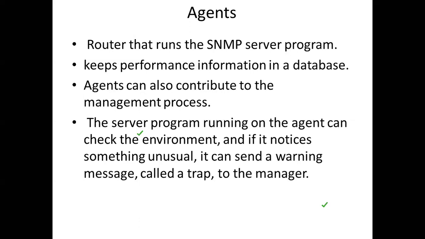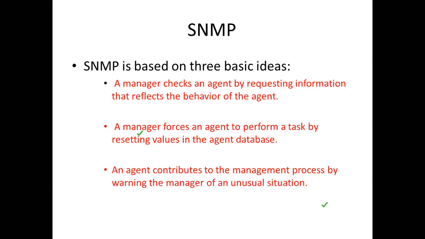So on its own also, the manager can definitely manage the router by checking for values. On its own also, the agent can see whether any unusual parameters are there and send a warning message to the manager so that the manager can take the necessary action. This interaction between the manager and agent happens with the help of a protocol which is called SNMP, Secure Network Management Protocol. So there are basically three important things that you should know about SNMP.